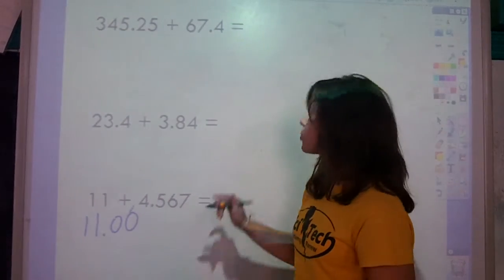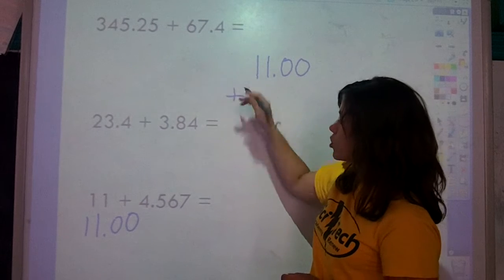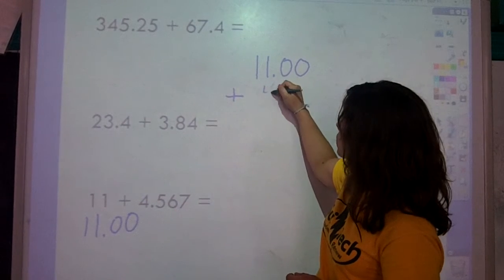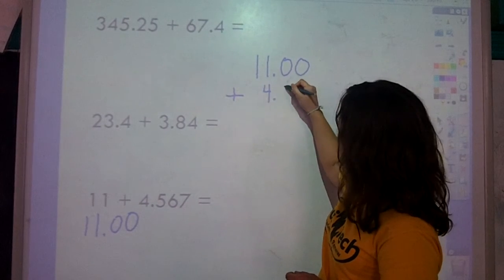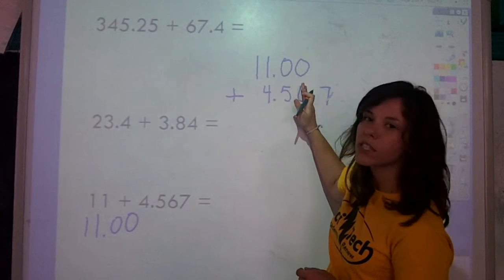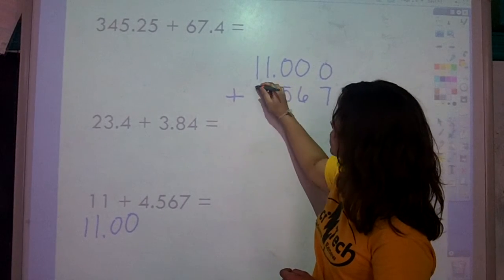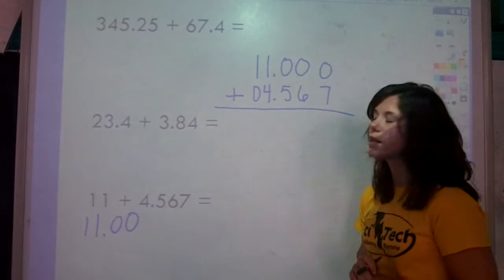Now it's going to be super easy to add these up. Just remember to line up your decimals and make sure all of your place values are perfectly stacked on top of each other so that you're organized, and go from there.